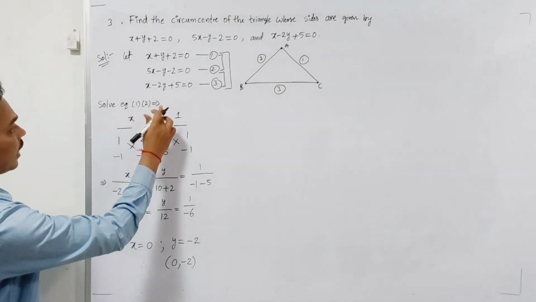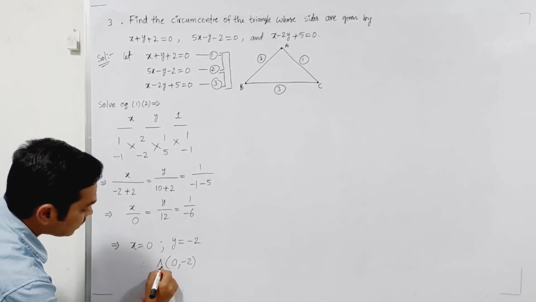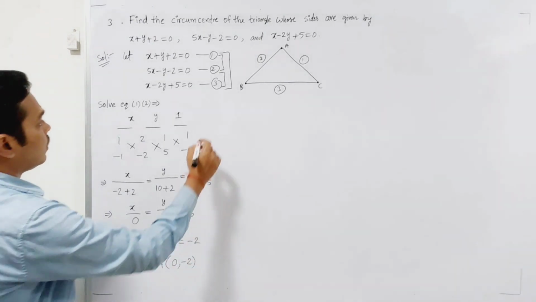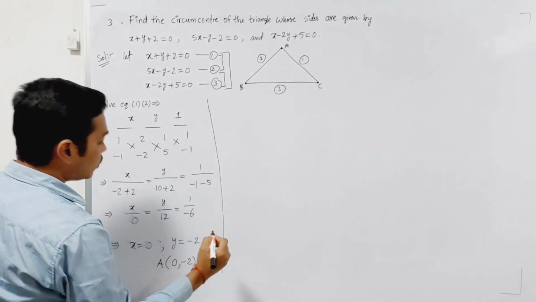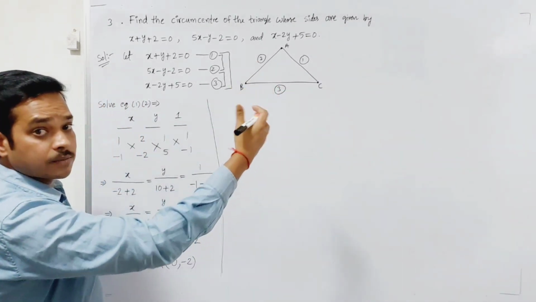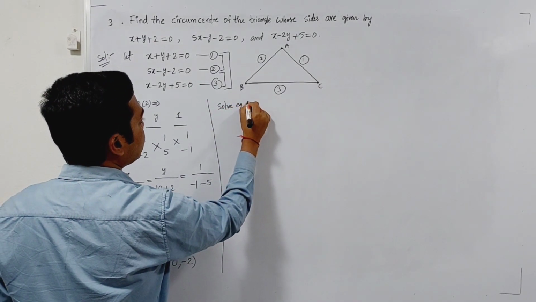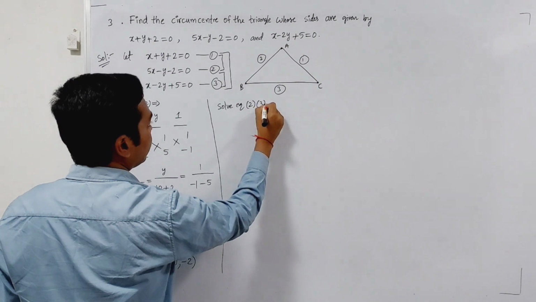Solving equations 1 and 2, we get 1 point. Let's assume that this point is vertex A. Next, solve equations 2 and 3. Solve equations 2 and 3, we get the vertex B.